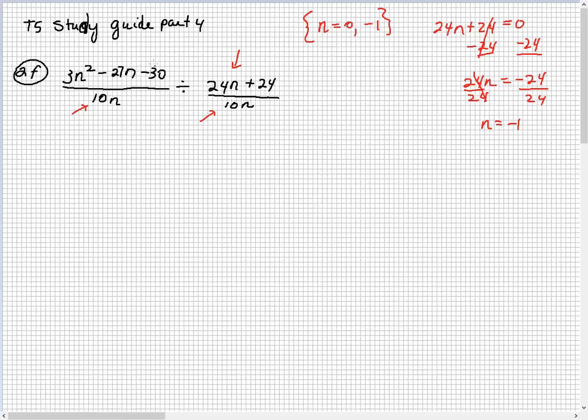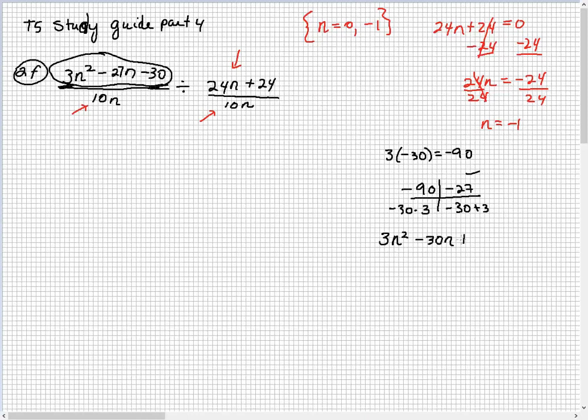Now because it's division, keep, change, flip, but we're also going to factor this numerator, and it's a case 2. So we need two numbers that multiply to, we have to multiply the 3 and the negative 30. That's negative 90. So we need two numbers that multiply to negative 90 and add to negative 27. That's going to be negative 30 and 3, because negative 30 plus 3 is negative 27. And because it's case 2, we need to expand the middle using these numbers. Pull out grouping now.